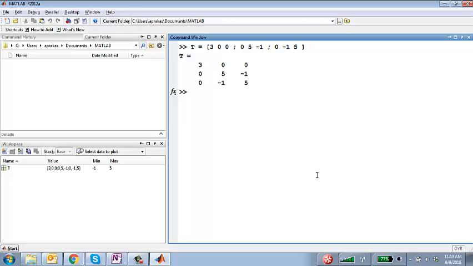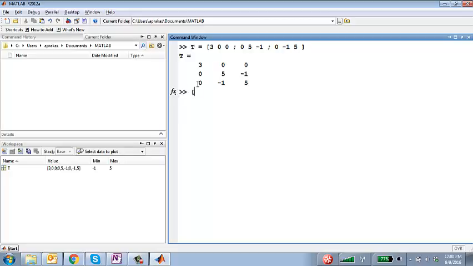Workspace is MATLAB's internal memory. So every time MATLAB executes a command from your program, it creates a new variable or operates on the existing variables to do some operation. Everything it does, it stores here in the workspace. So now I have a variable T created and I can use it whichever way I want. In this particular case, I wanted to find the eigenvalues and eigenvectors of this tensor.